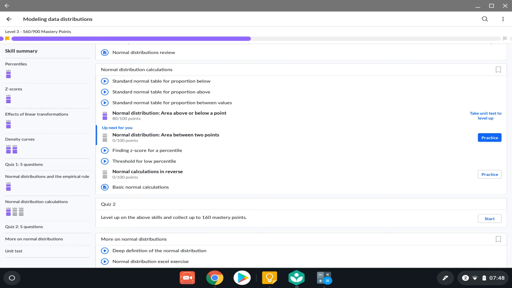Area between 2 points. I have to take two z-scores and subtract them from each other. This is kind of a pain. Alright, here we go. Let's just get on with it.